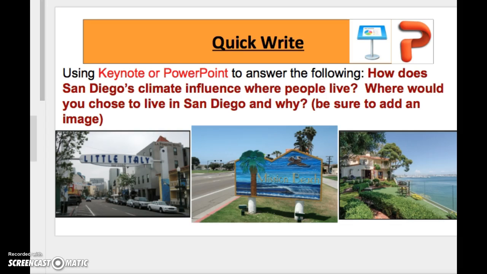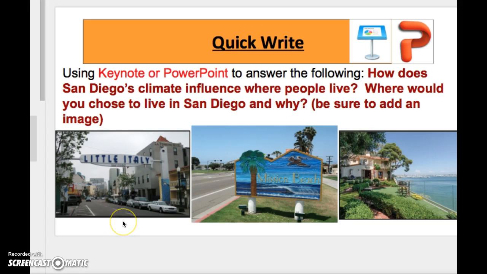After that, I want you to do a brief research on the internet in class for your quick write. You're going to use Keynote or PowerPoint to answer the following question: how does San Diego's climate influence where people live? Where would you choose to live in San Diego and why? Be sure to add an image.